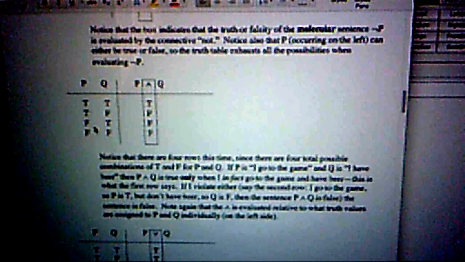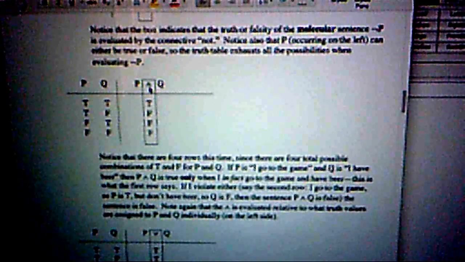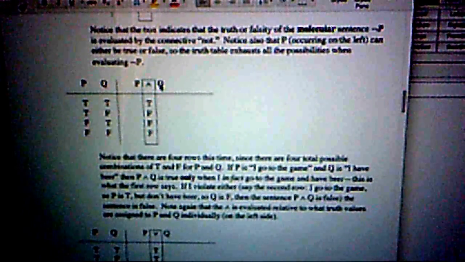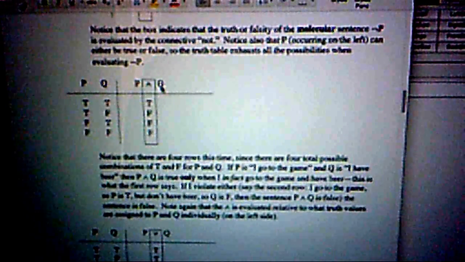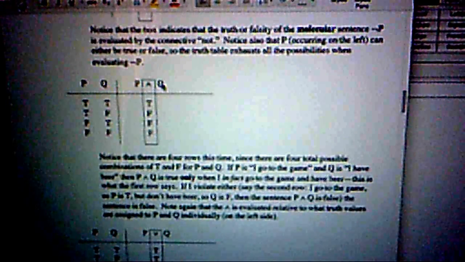So what a truth table is getting at is an exhaustive list of all possible states of affairs, things that can happen, okay? And then relative to the things that can happen, you then want to evaluate the truth of the statement. So let's make this easy. Suppose P is I'm going to the game, Q is I'll have a beer, right? So P and Q, I'm going to the game and I'm having a beer. When is that statement true?